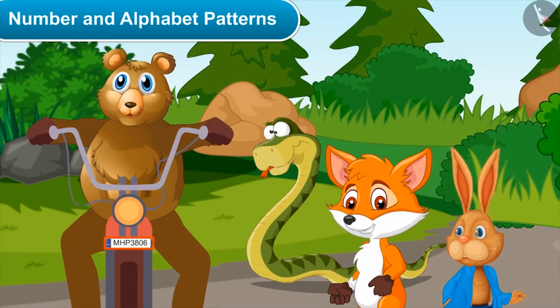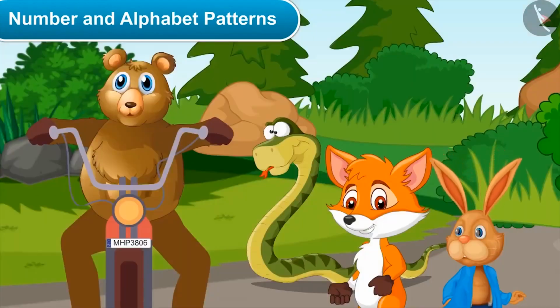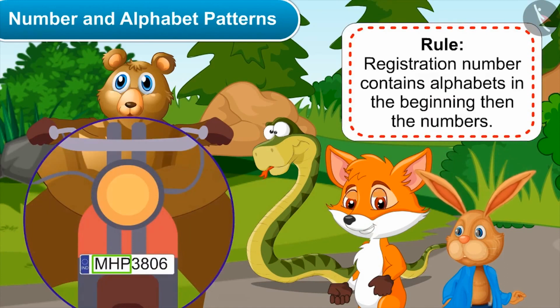What's that? Let me tell you. This is the enrollment number, means registration number of Bholu's motorcycle. What does it do? This gives every vehicle a special identity. This is also known as license plate. Yes, the rule of registration number is it contains alphabets in the beginning, then the numbers.